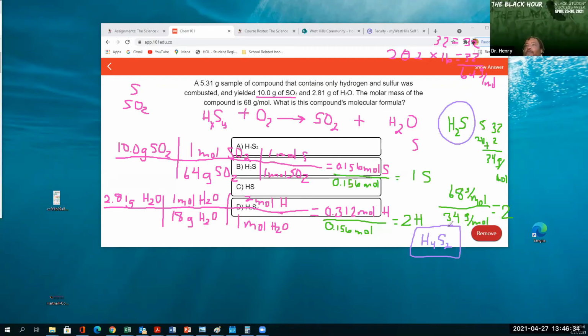Yeah. So if they're asking you for the molecular formula, you have to take that extra step. And then sometimes, rather than giving you the molar mass, they'll say the molar mass is between this range and this range. So then you have to figure out what number you can multiply your empirical formula by that will be in that range.